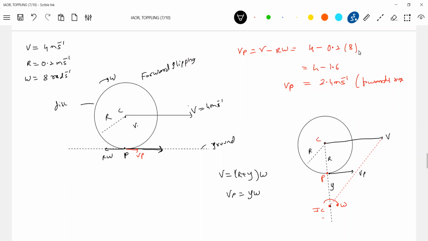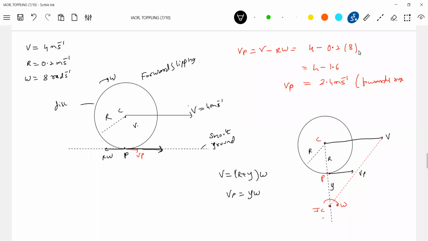Look at the velocity of point P. Velocity of point P is towards right, so forward slipping. If friction were there, it would have acted left. Then the friction would increase angular velocity, decrease linear velocity, and finally it would attain pure rolling. Let me call it smooth, so no question of friction acting here.